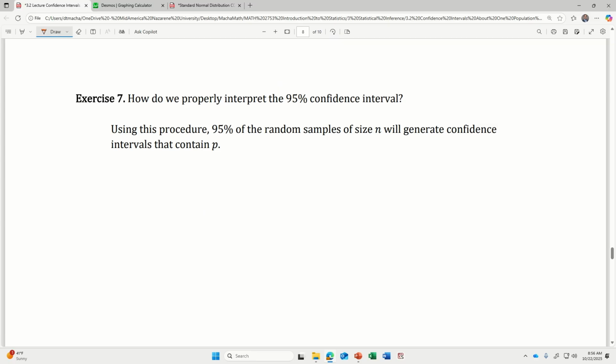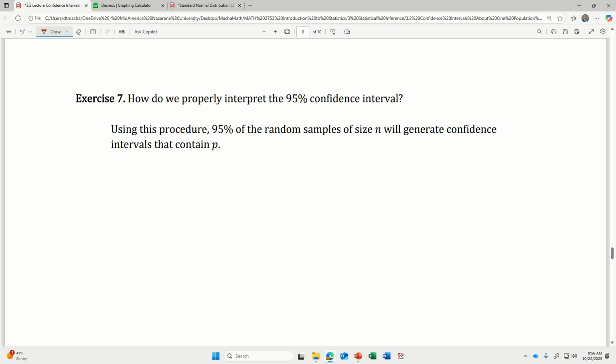So on your homework, where it says exercise 7, how do we properly interpret the 95% confidence interval? We would say, using this procedure, 95% of the random samples of size n will generate confidence intervals that contain the population fraction. And this is the whole idea of statistical inference.